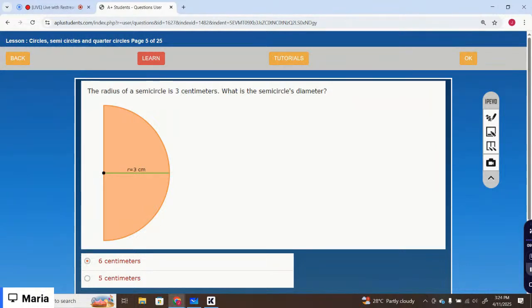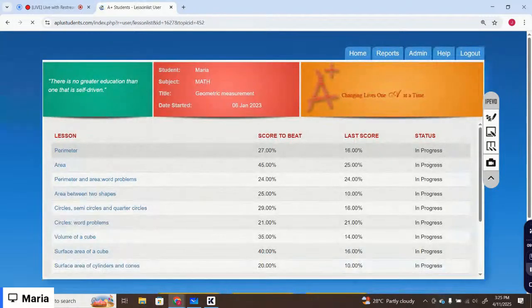Okay, you can complete the lesson by yourself later today. Let me just move on to the next lesson. The next one is circles word problems. Let's just start with the lesson.